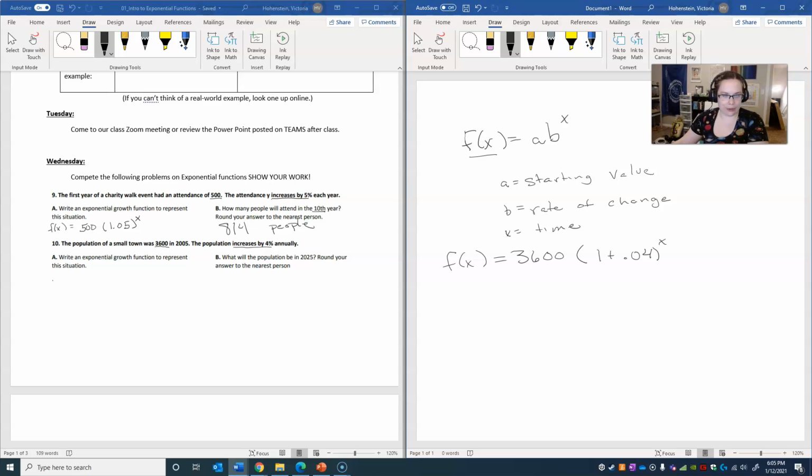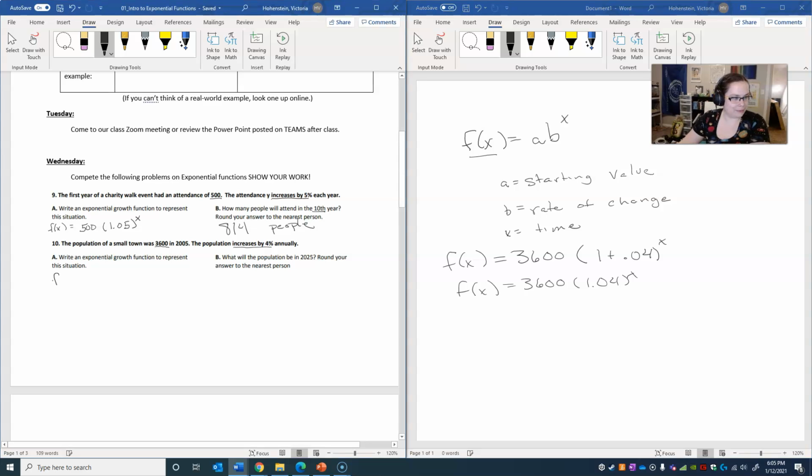We can simplify our parentheses, so I'm going to rewrite and simplify. So this equals 3,600 times 1.04 to the x. And that's going to be our answer for part A. F of x equals 3,600 times 1.04 to the x. What will the population be in 2025?